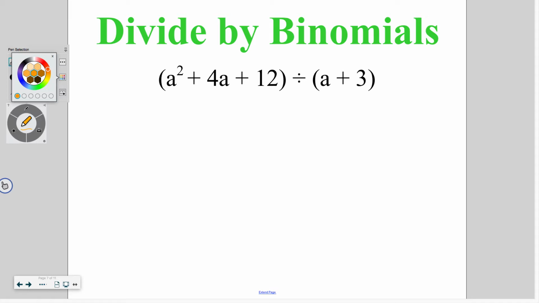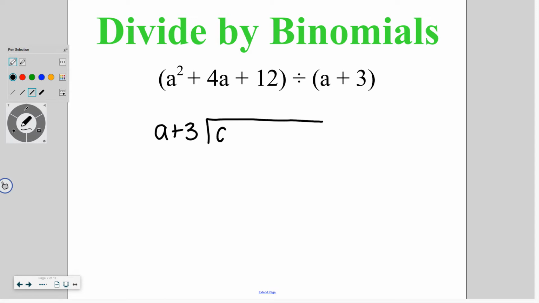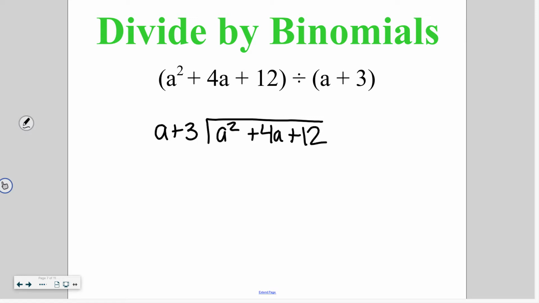Another thing we're going to look at, same kind of idea with the setup. So we've got a plus 3 on the outside, and then a squared plus 4a plus 12 on the inside. Again, a times something gives me a squared. That something is a, so a times a is a squared, plus 3 times a, which is 3a.